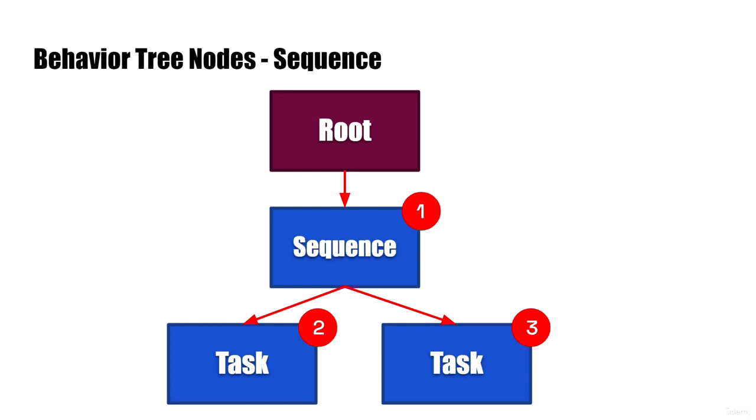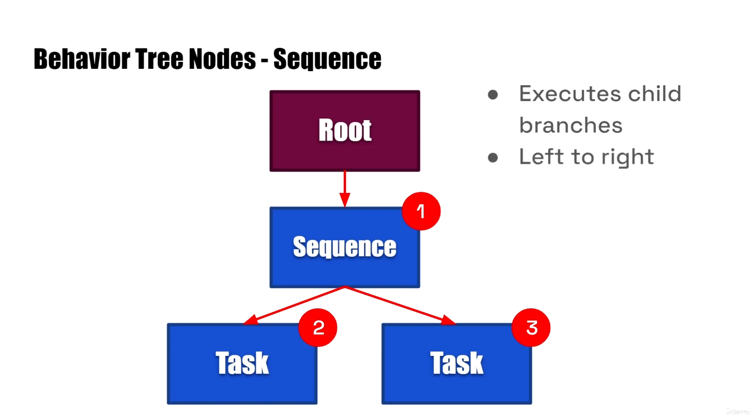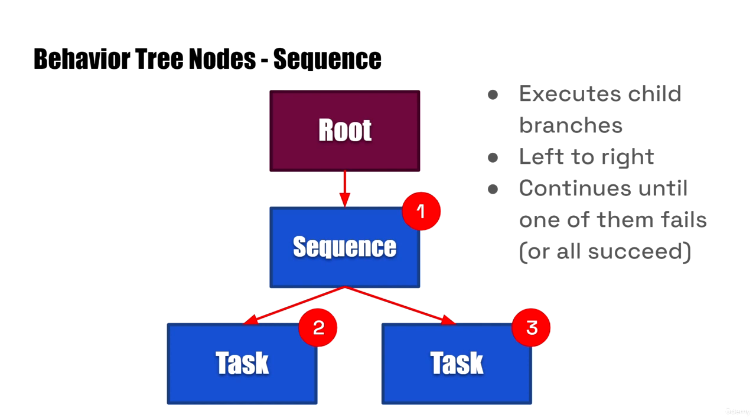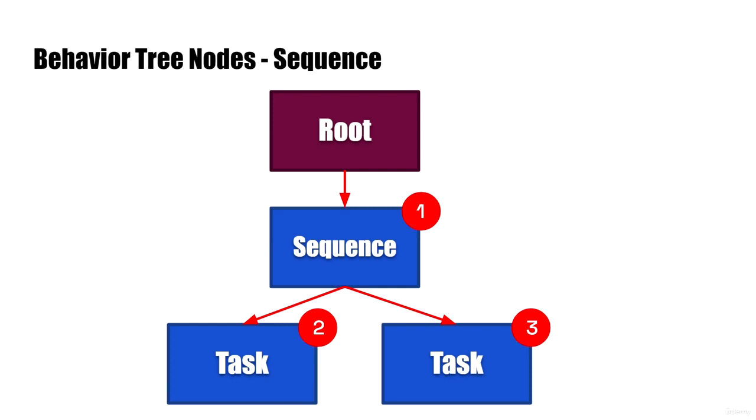Another type of node is the sequence node. The sequence node executes its child branches from left to right. Now, the sequence node will continue attempting to run its child branches until one of them fails or all of them succeed. Let's say this sequence has two tasks. It starts off with the leftmost child task. Now remember, the sequence will execute the child tasks until one of them fails. So if the first child task fails, then the sequence node will return the failure to the root, and it's said that the sequence failed, and now the root will start over.